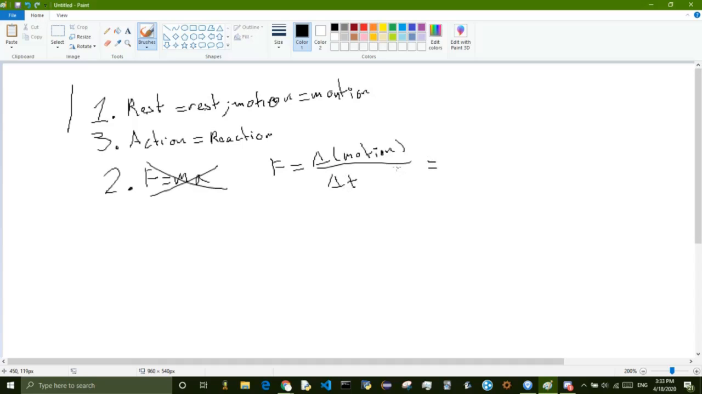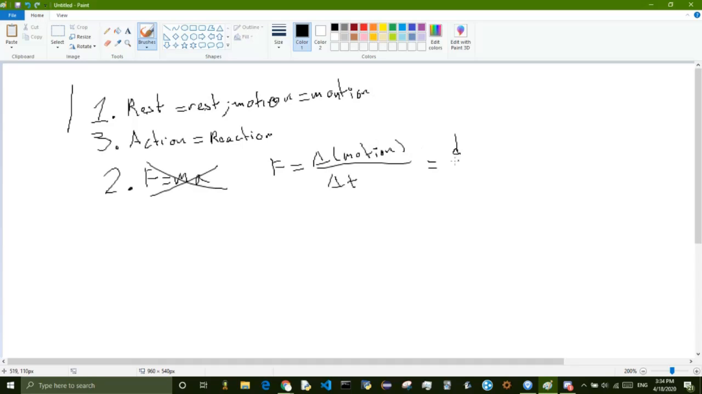Well, what is this quantity of motion? We define the quantity of motion, and that's actually the word Newton first used. It's now something we call momentum. So you take the limit as this goes to 0, and you say F equals dp/dt.